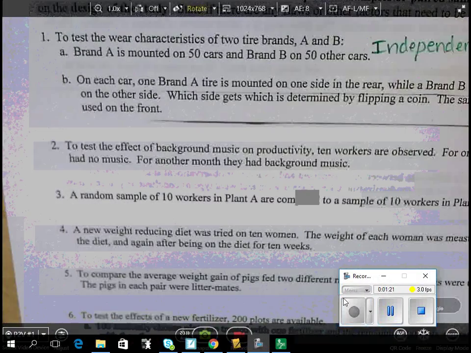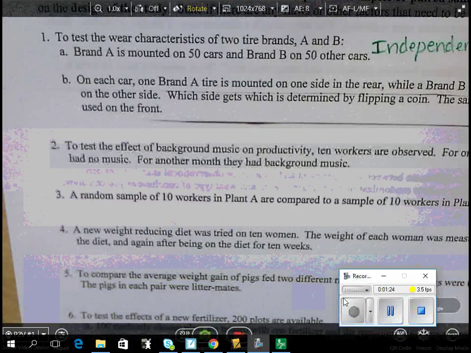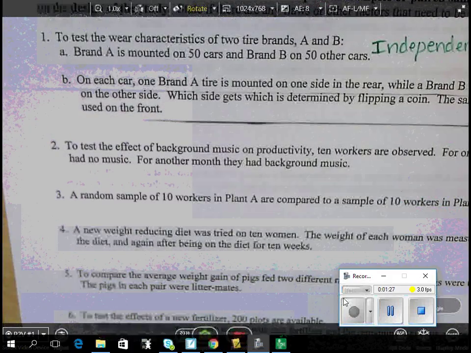What do you think about B? That's paired. And it's paired by what?